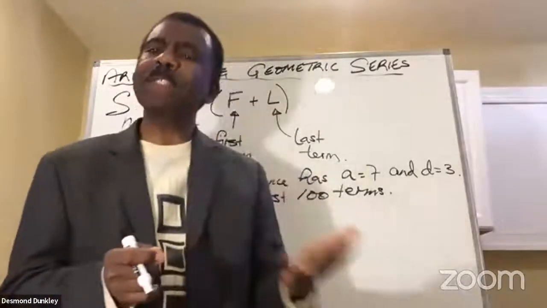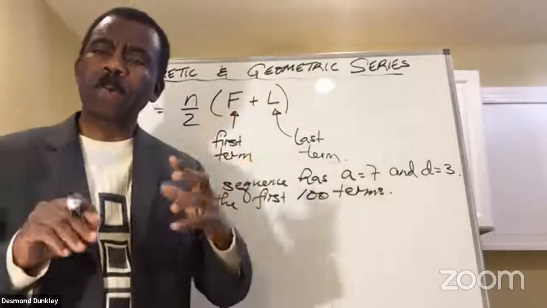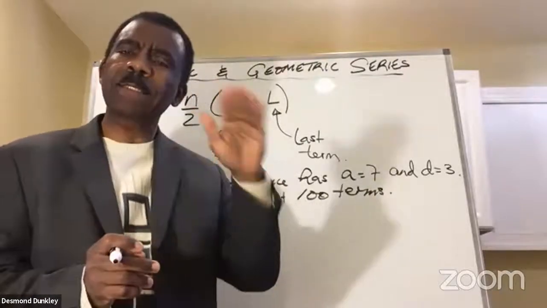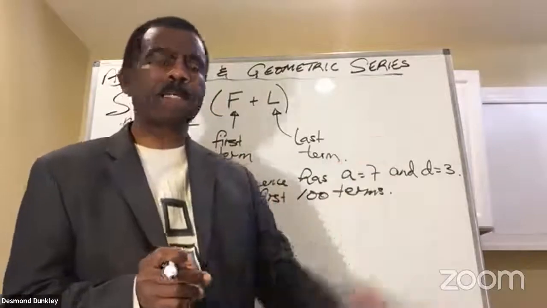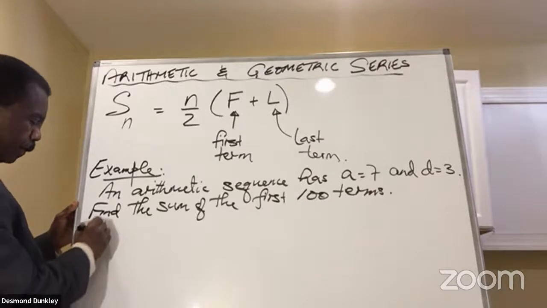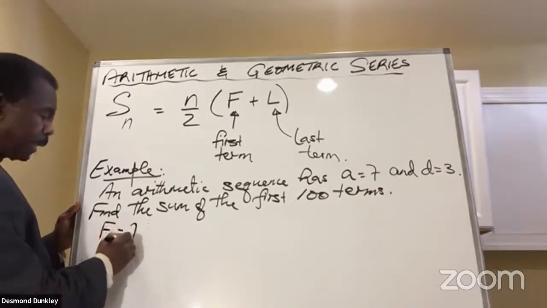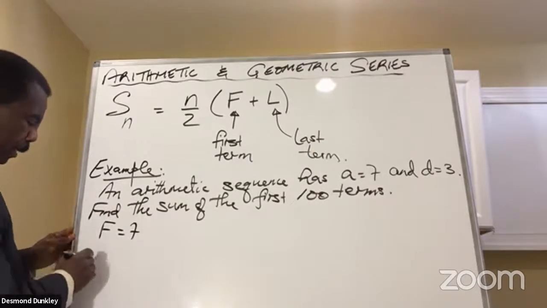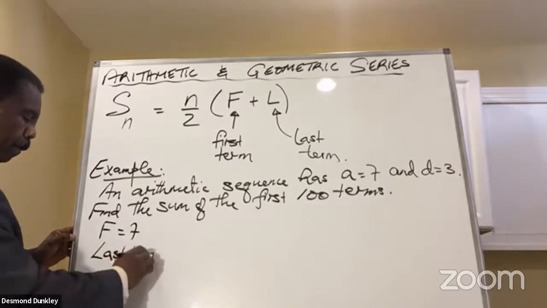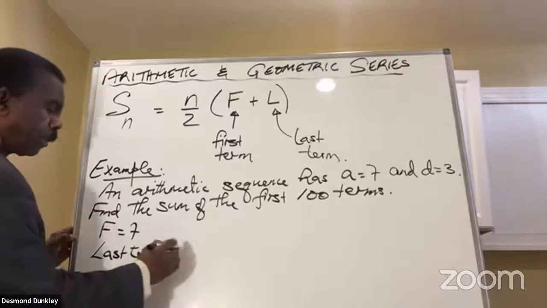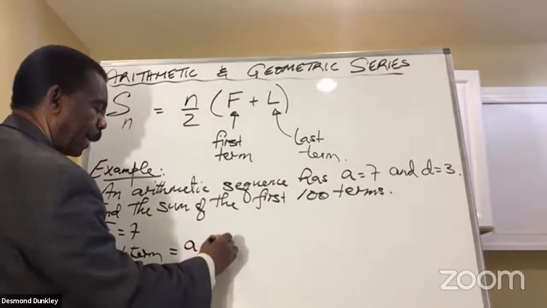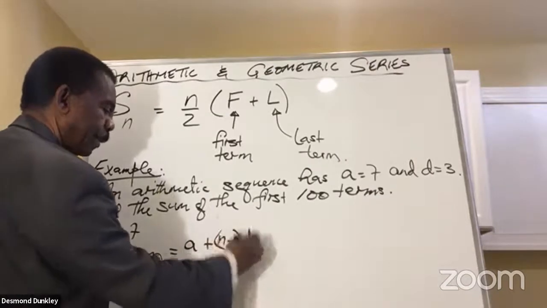Whereas as mathematicians, we say, no. We're more sophisticated than that. We can get our answer without going through all that tedious, time-consuming process. So let's go. We say, okay, the first term, f, is equal to 7. Okay, the last term is going to be equal to a plus n minus 1 times d.